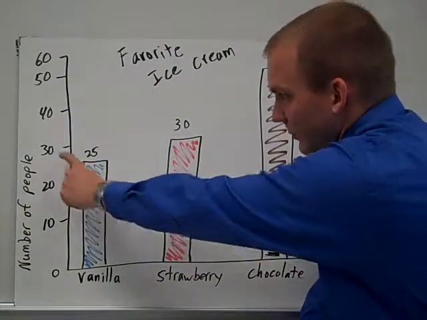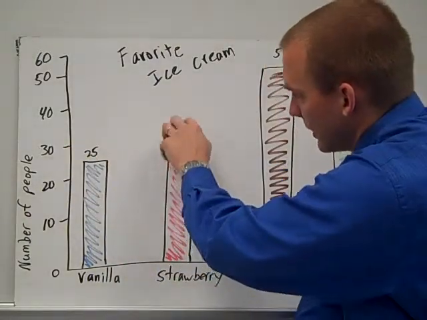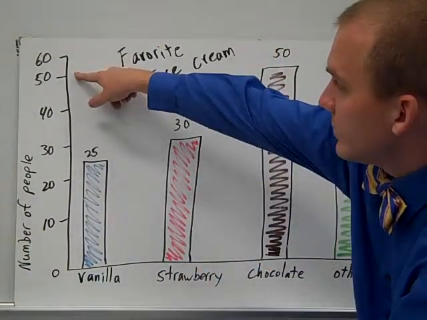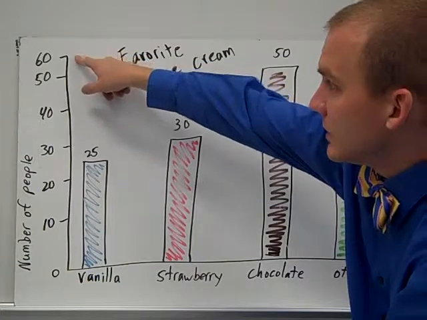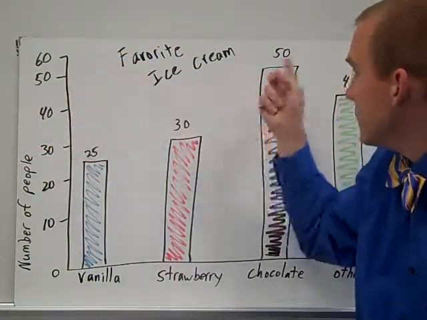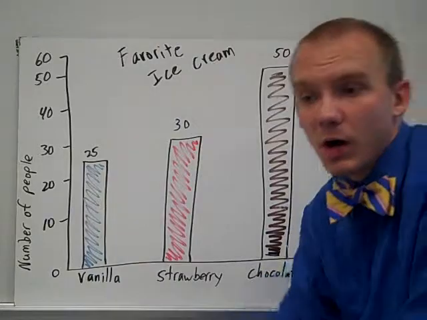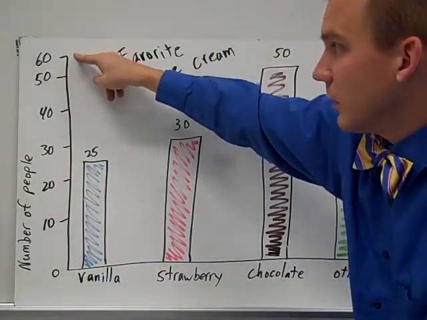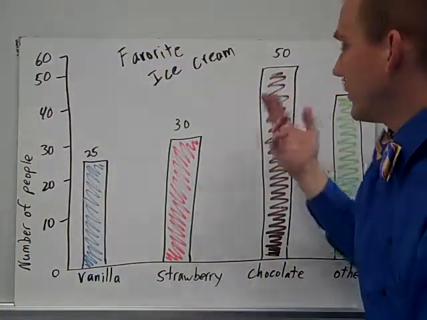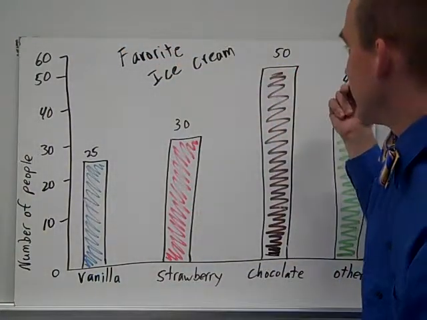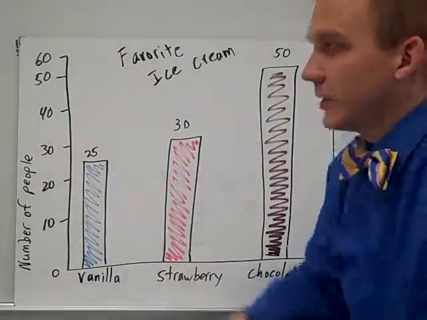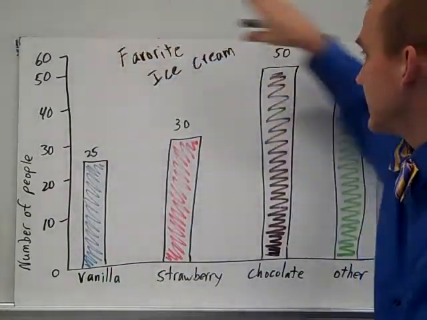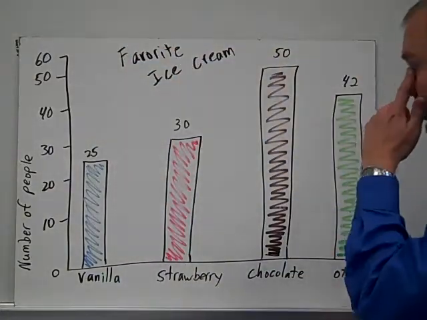Strawberry was easy because it went right to 30, so you'd go to 30, right there, you line it up, and you draw your bar. Chocolate was at 50. Notice how I took my interval and went all the way to 60. It was pointless to go far beyond 50. 50 was my highest number. If I took this and went up to 100, I'd have a big gap at the top that wouldn't be used. So just stop your interval after whatever your highest number is. In this case, it was 50, so I would stop it a little bit after I went up to 60. I could have stopped at 50 if I wanted, but I decided to put a little bit of space at the top. And then other was 42.